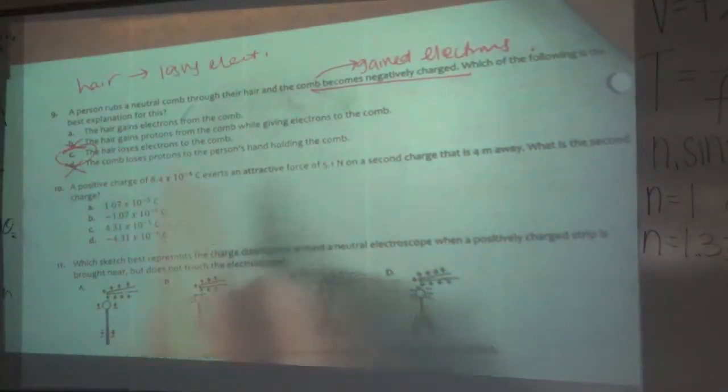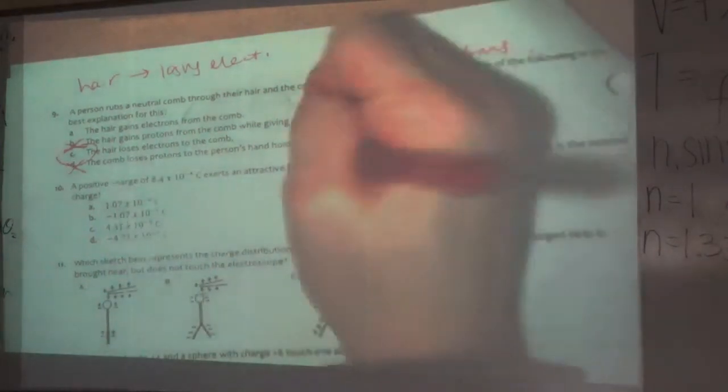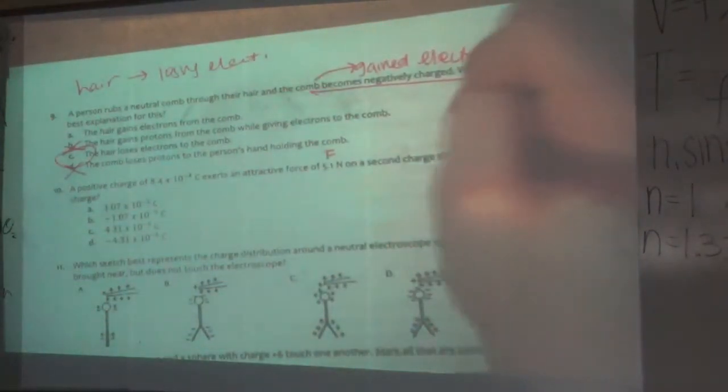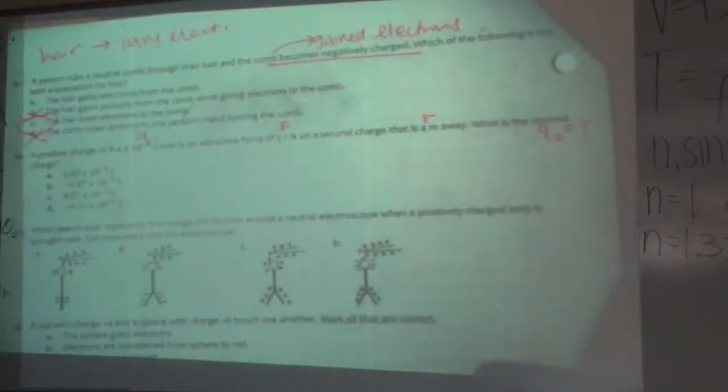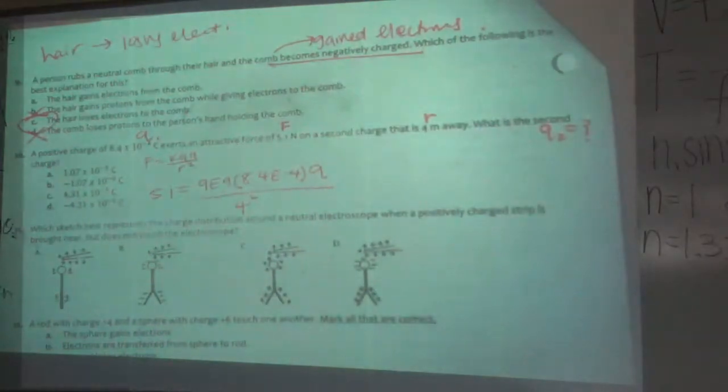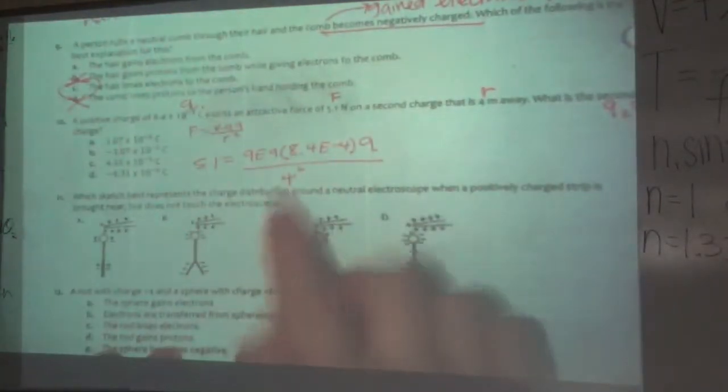A positive charge of this much exerts a force of this much. This is my force, and it's this far away. That's my distance. This is my first charge, Q1, and I'm looking for Q2. So this is not a what-would-happen question because nothing's changing. This is a straight plug in. F is KQQ over R squared. So 5.1 equals 9E9, first charge is 8.4E negative 4, Q2, which I don't know, over R squared, so over 4 squared, which is 16.